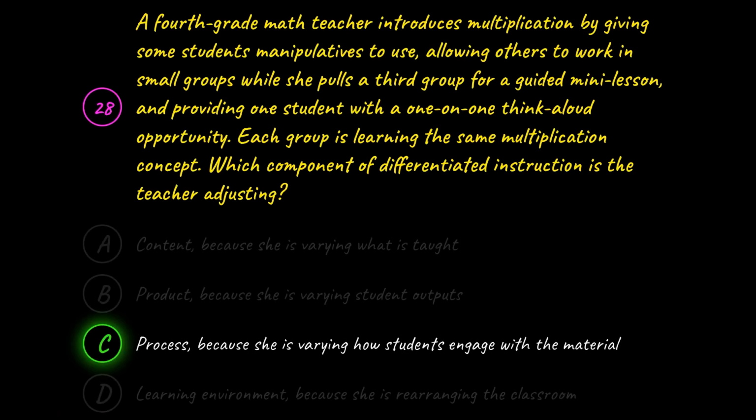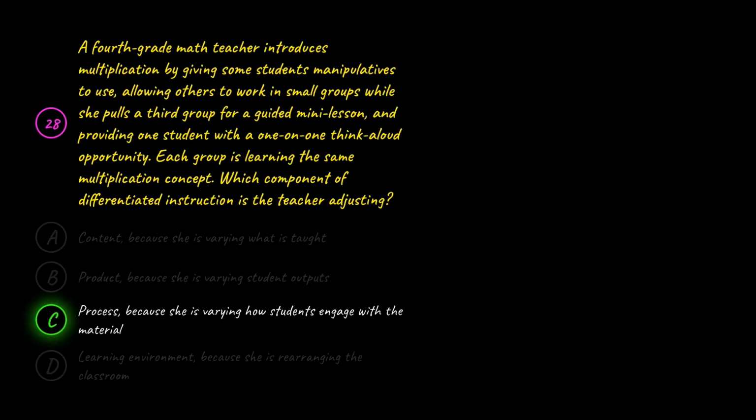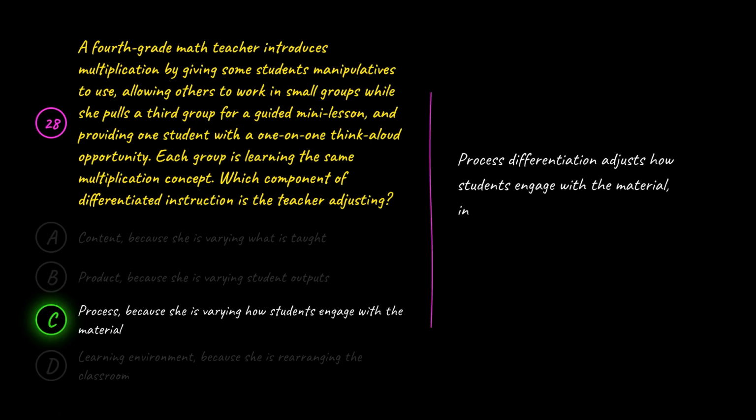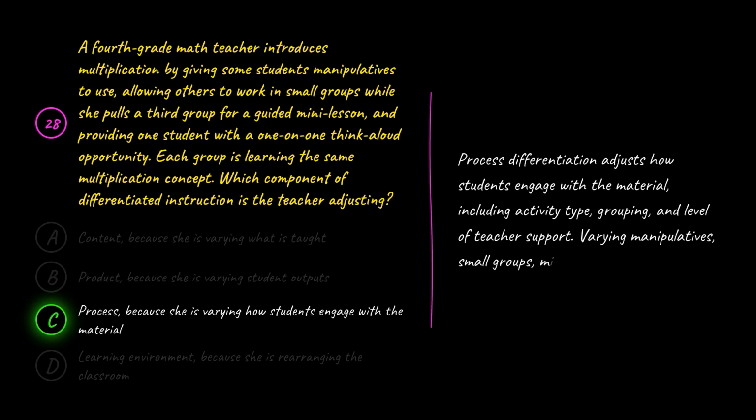The correct answer is C. Process, because she is varying how students engage with the material. C is correct because process differentiation adjusts how students engage with the material, including activity type, grouping, and level of teacher support. Varying manipulatives, small groups, mini lessons, and one-on-one think alouds for the same concept is a textbook example.